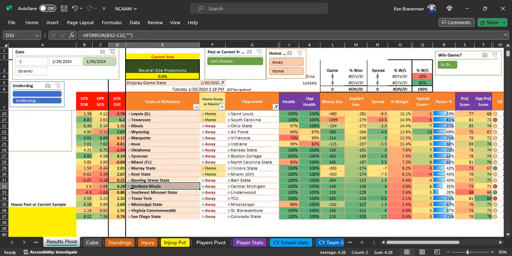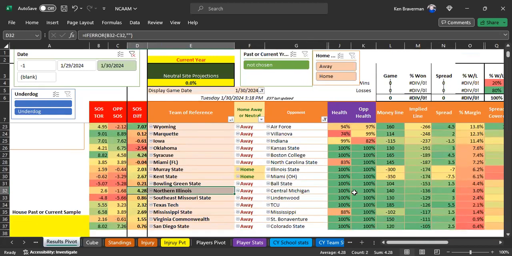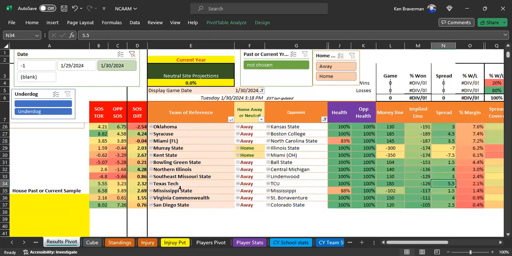Something like Northern Illinois with a really good strength of schedule comparison of 4.2. This away one plus the points, that's a pretty strong pick, even though they're on the road. They're supposed to win. 3% margin is going to be close, but they have the better strength of schedule. What about any of these other underdogs? Texas Tech has a better strength of schedule than TCU. You can get 5.5 points with them, but they're on the road. Teams on the road don't generally win down here.